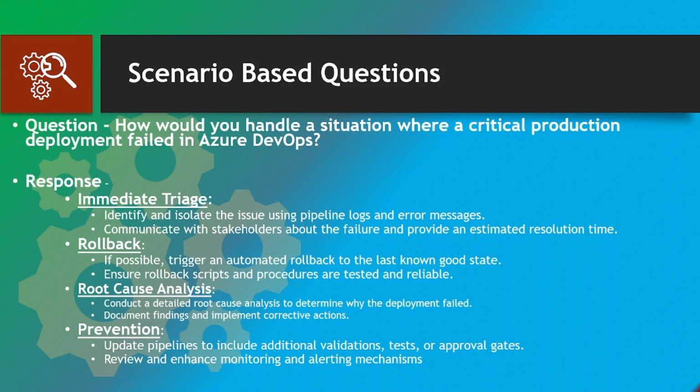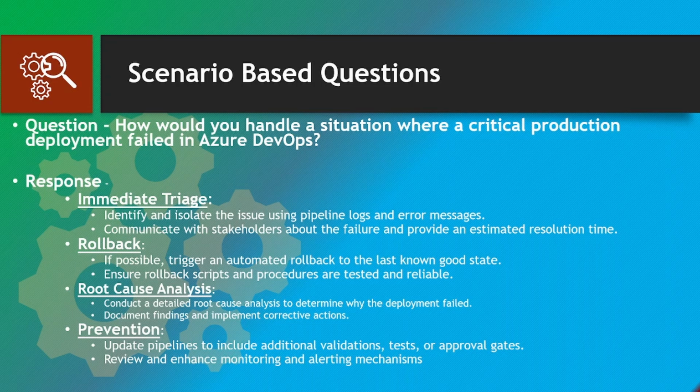provide an estimated resolution time. Rollback. If possible, trigger an automated rollback to the last known good state. Ensure rollback scripts and procedures are tested and reliable. Root cause analysis, RCA. Conduct a detailed root cause analysis to determine why the deployment failed, document findings, and implement corrective actions.